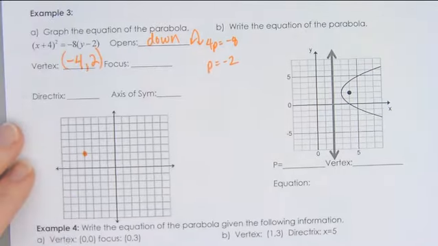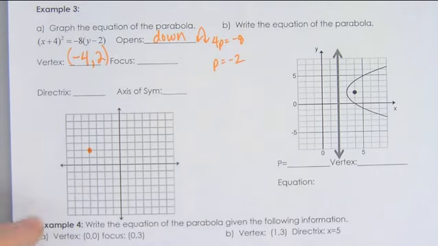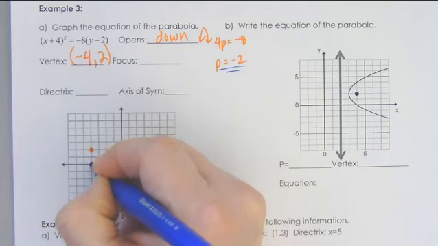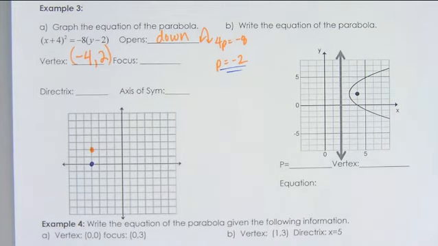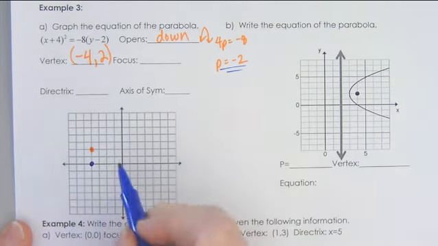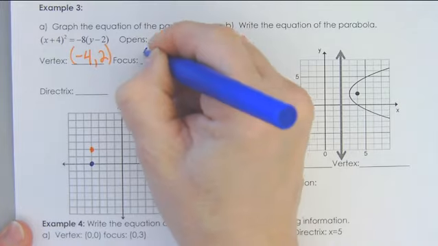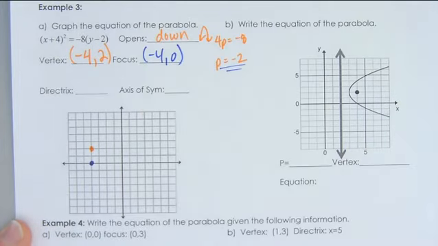Now, the focus is inside the parabola. Since we know this parabola is opening down, and I know that the focus has to be inside the parabola, I'm just going to go down 2 spaces. So that ordered pair is going to be inside the parabola. So that ordered pair happens to be at (-4, 0).